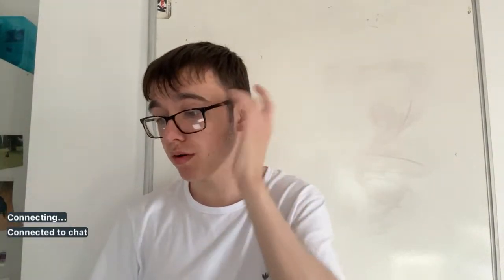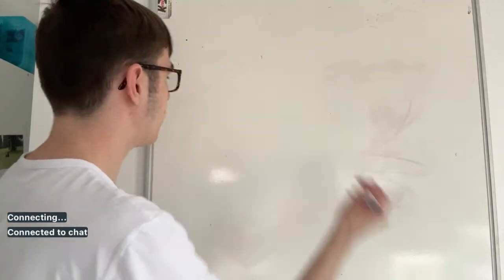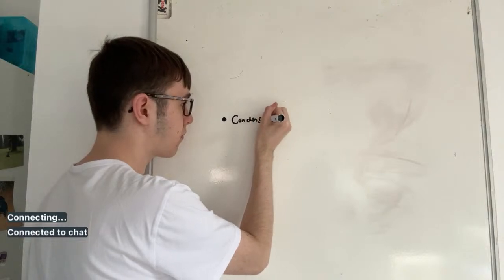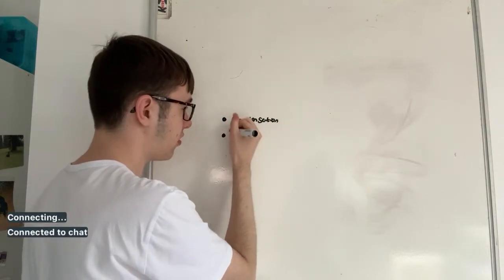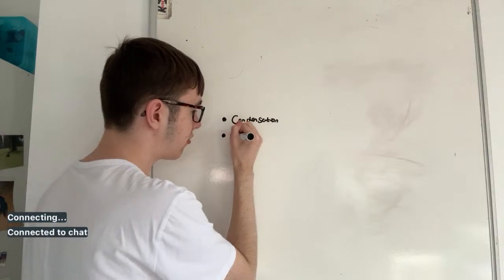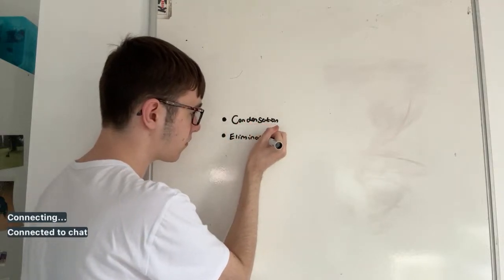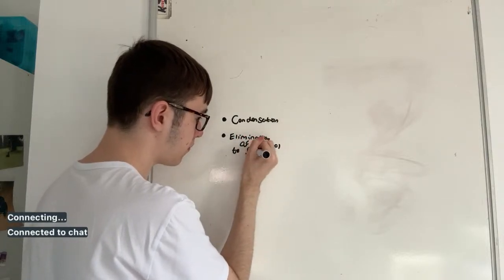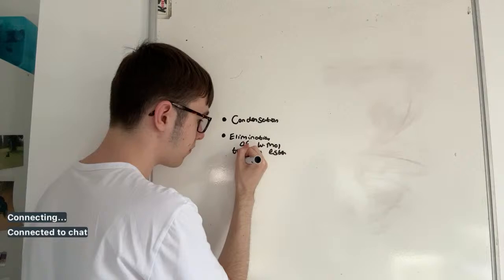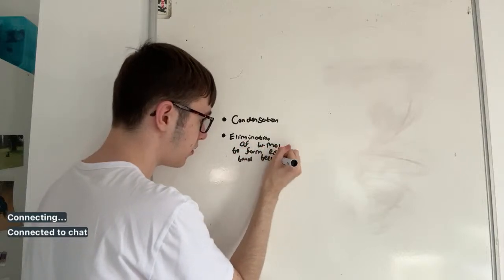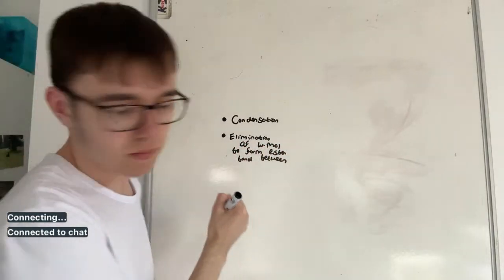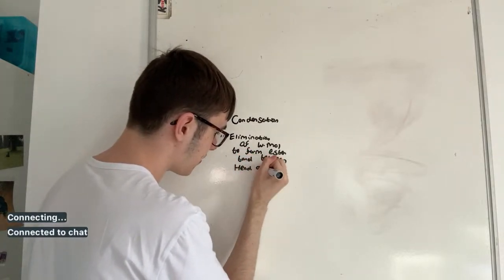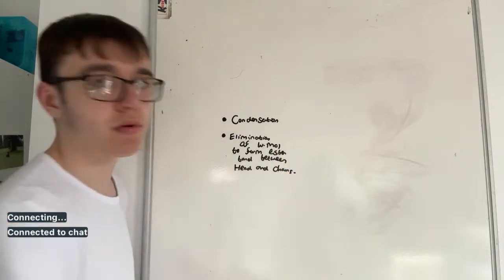Describe how an ester bond is formed in a phospholipid molecule. Pretty sure this is asking for condensation. Just saying condensation. And then elimination of a water molecule to form an ester bond between head and chains. That's my answer.